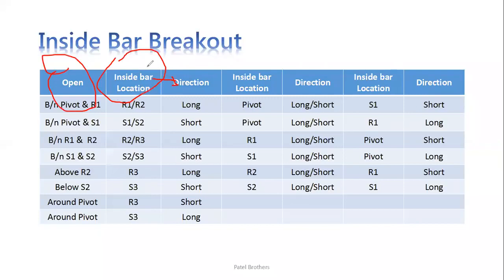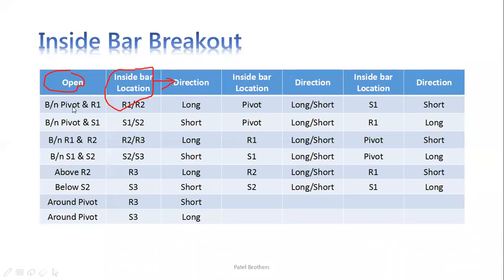Where it is opening and where the inside bar formation is coming will decide our direction. The combination of both will decide which side we will be trading after the inside bar has formed. Once this is identified, it is very easy to take a trade on this setup. So if the opening is between pivot and R1, and you get an inside bar formation at R1 or R2, we will go long only. We will not go for short trades even if it is triggering the sell side.